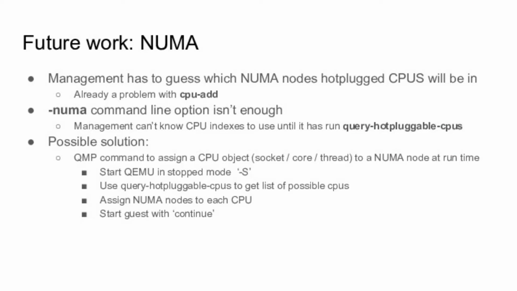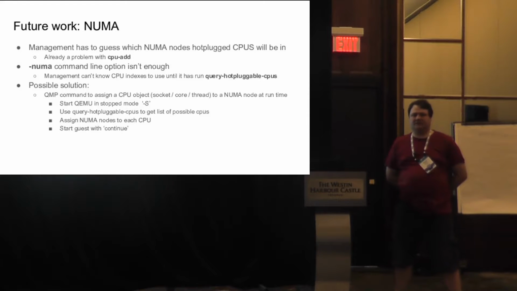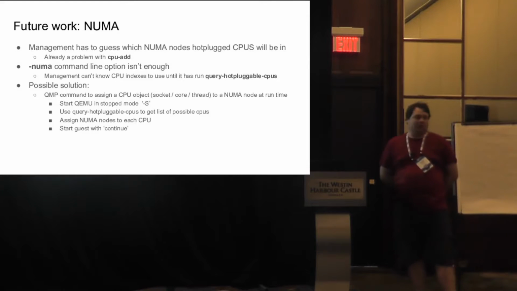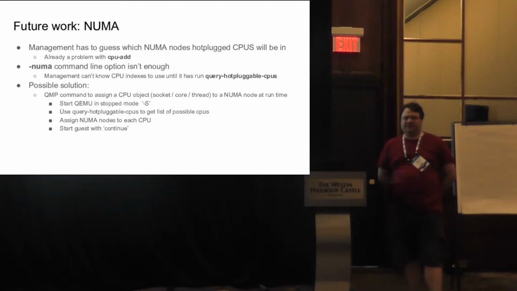Right, so what do we still need to do? Probably the biggest thing is NUMA. At the moment, the management tools basically need to guess what NUMA node CPUs they add will end up in. That's already a problem with CPU add. It's not necessarily obvious. They work it out by making assumptions about how the CPUs are distributed amongst the NUMA nodes, which work in practice but aren't really very well guaranteed.